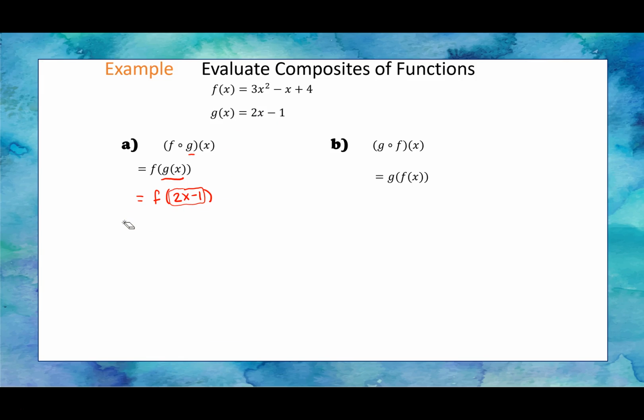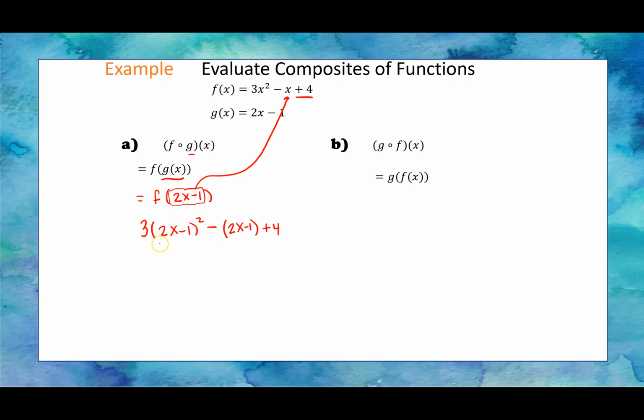All right, so let's do that. That's going to be 3 parentheses, and instead of writing an x, I'm writing a 2x minus 1. Don't forget the squared. Minus parentheses. Anytime you're substituting in, just like you would with a number, you're going to put parentheses. So this is going to be a 2x minus 1. And then don't forget the plus 4.